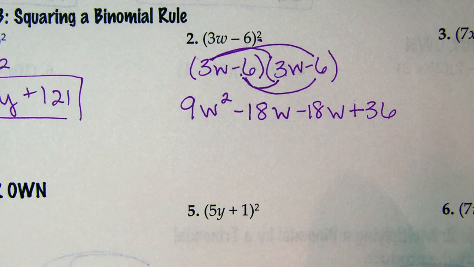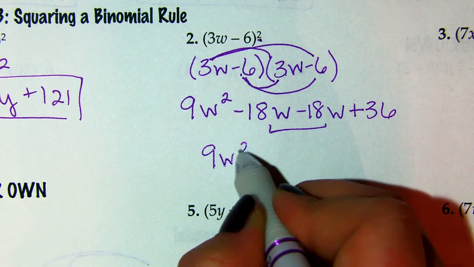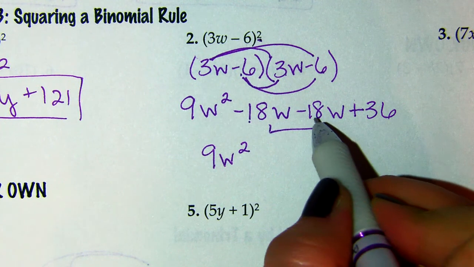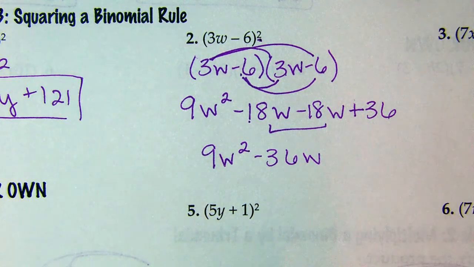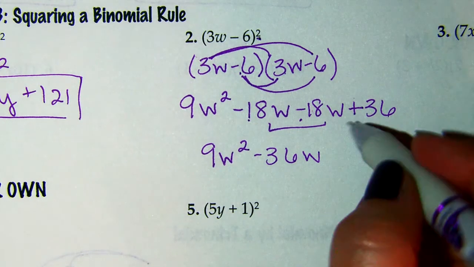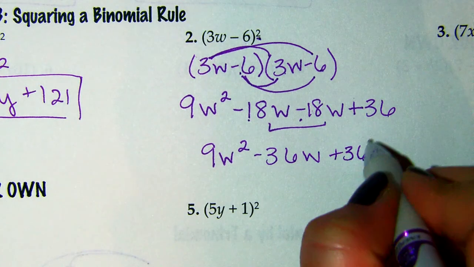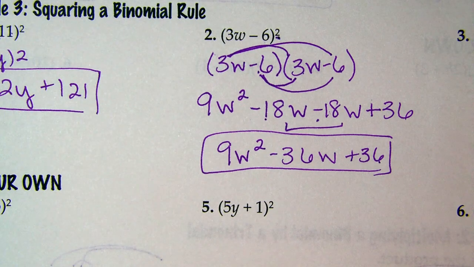And there are like terms in the middle again. So this stays the same. Combine like terms, negative 18 minus 18 is negative 36. Don't cancel those out. They don't cross out. They'd have to be opposite signs to cancel. And then plus 36 stays the same. So either way is fine. How I did it on number 1 was the shortcut. Number 2, I just wrote it out and distributed.